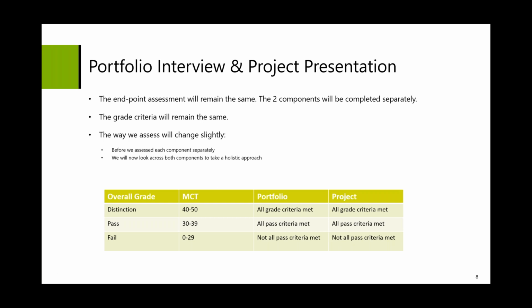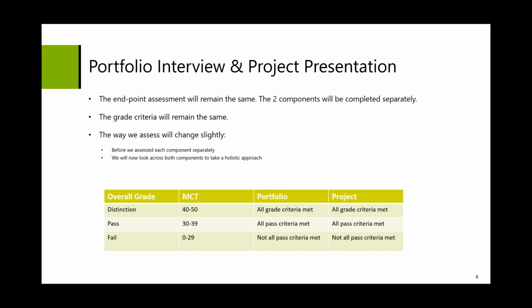So now to get a distinction, the multiple choice test, you must achieve 40 to 50 out of 50. All grade criteria must be met in the portfolio and all grade criteria must be met in the project. However, we will look at these two components holistically, and if the grade criteria has been met in the portfolio and not in the project, we will grade this across.